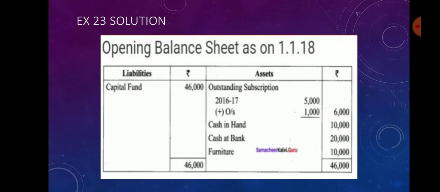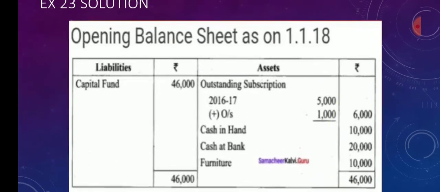We will come to the asset side. Outstanding subscription 2016 to 17, 5,000 plus outstanding 1,000. So totally 6,000. Cash in hand 10,000. Cash at bank 20,000.